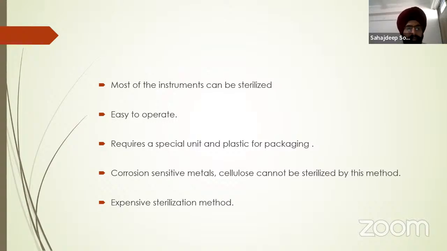The disadvantages of plasma sterilization are that it requires a special unit and plastic for packaging. Peel open pouches are required for packaging. Then corrosion-sensitive metals and cellulose cannot be sterilized by this method, and it is an expensive sterilization method.